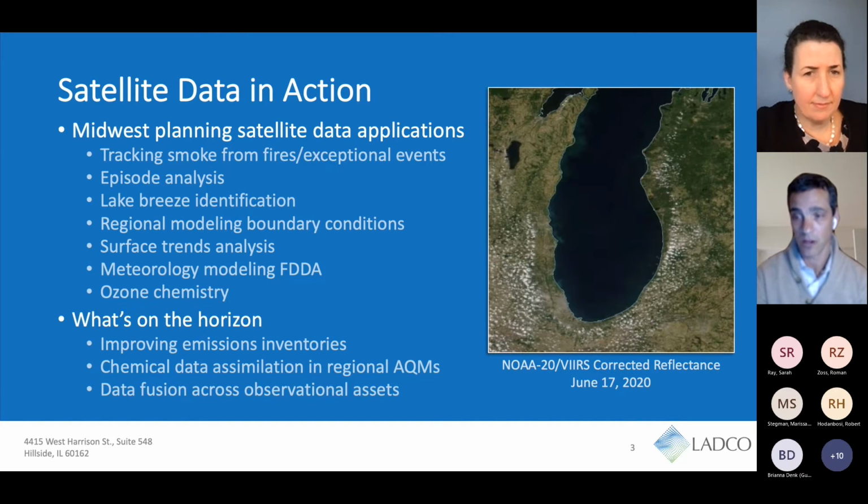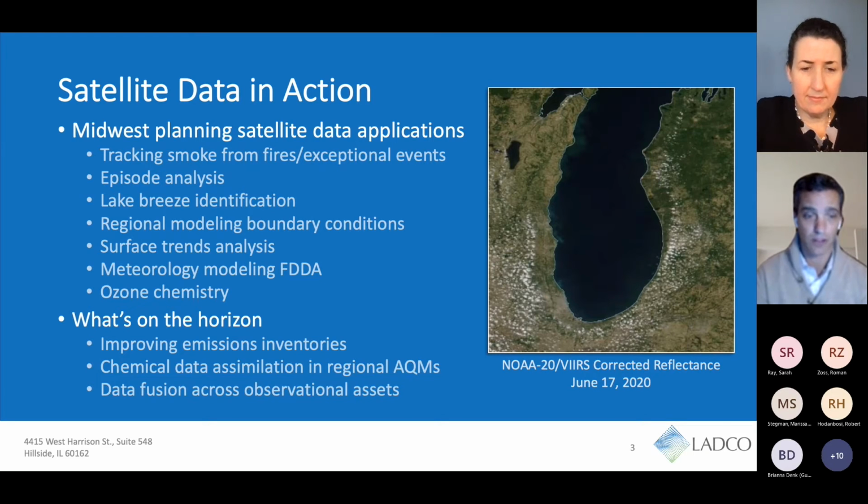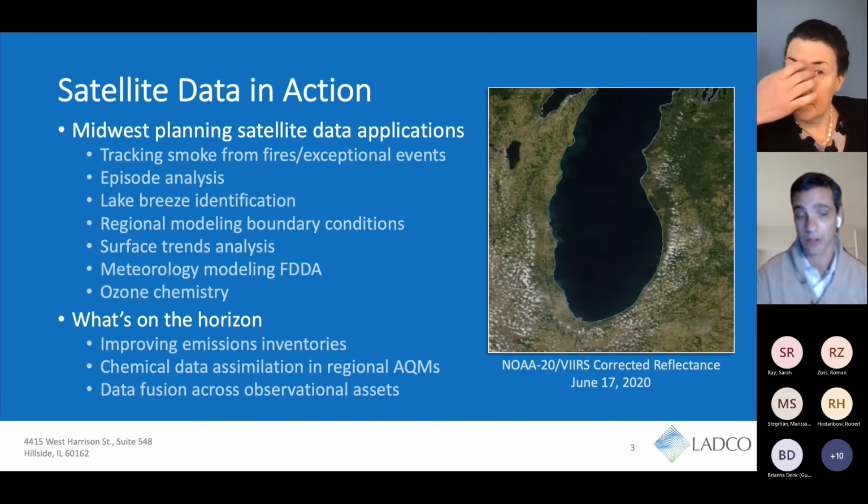And we use this to validate the modeling and also to understand when there might be lake breeze driven ozone events. We use data for establishing boundary conditions for our regional modeling, surface trends, as I mentioned, meteorological data, ozone chemistry. Where else do we hope to use it in the future? We're always looking to integrate satellite data into improving and understanding our emissions inventories, chemical data assimilation.